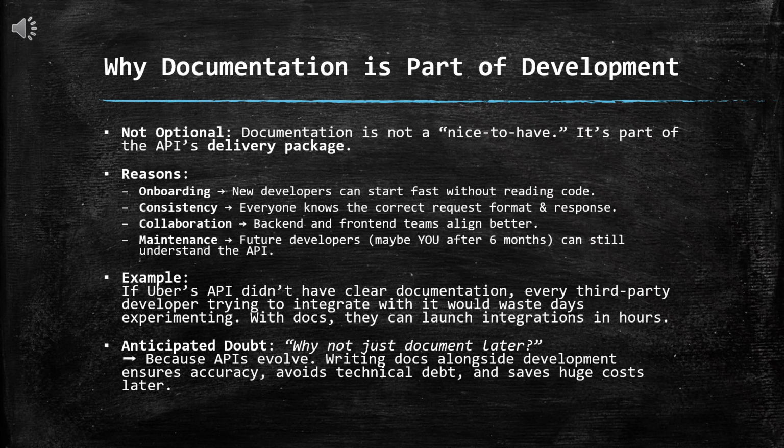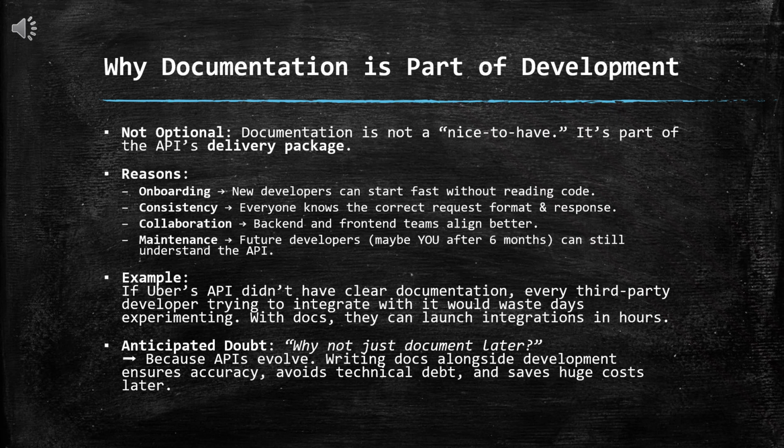Documentation is not an optional nice-to-have afterthought, it's a core part of an API's delivery package. Think about the reasons why. It helps onboard new developers quickly, giving them a roadmap without them needing to read through all your code. It ensures consistency across your team, so everyone knows the correct request format and response. It improves collaboration between your backend and front-end teams. And it helps with maintenance, because even you might not remember what you built 6 months from now.